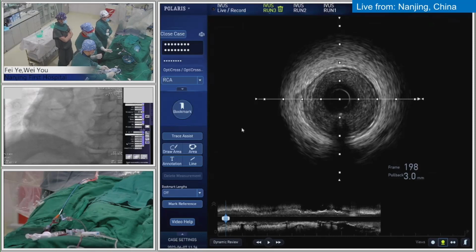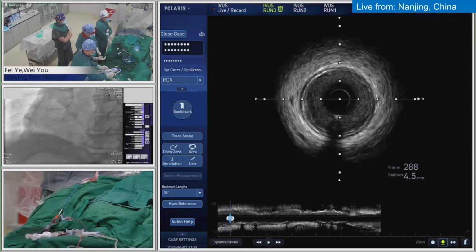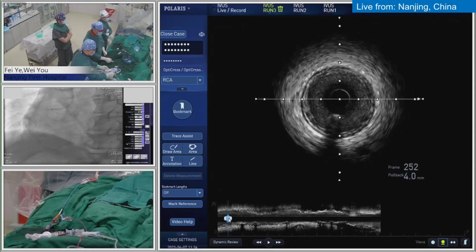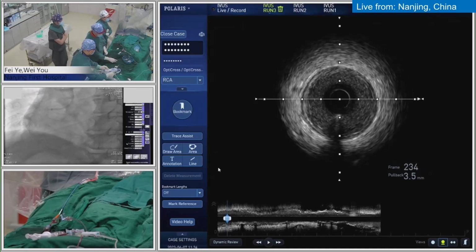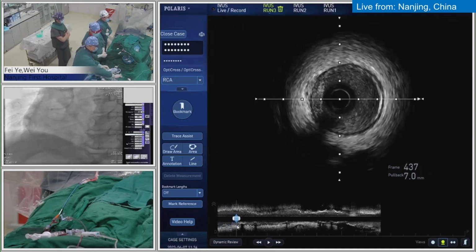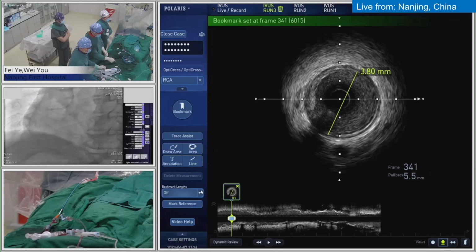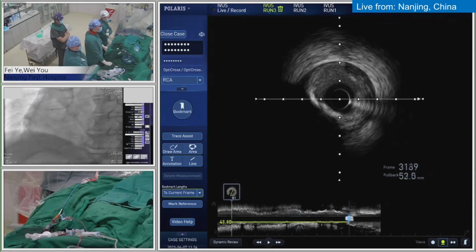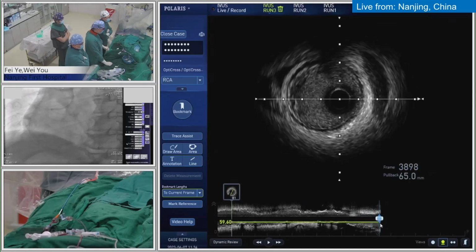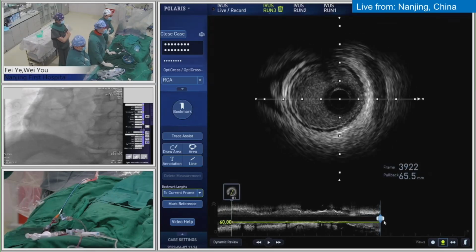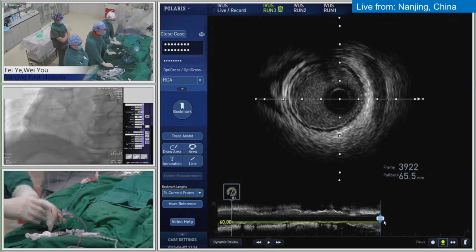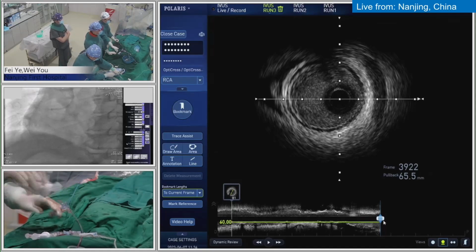And how about the lesion length from the distal landing zone to the proximal? Okay, 3.5. Lesion length, nearly 60. Two stents, two longer stents. So Chief, I think the preparation is enough.